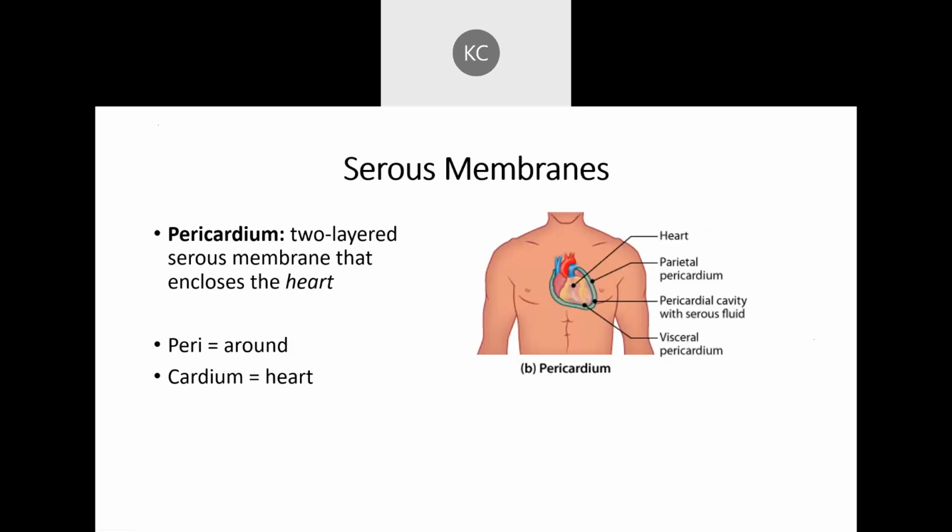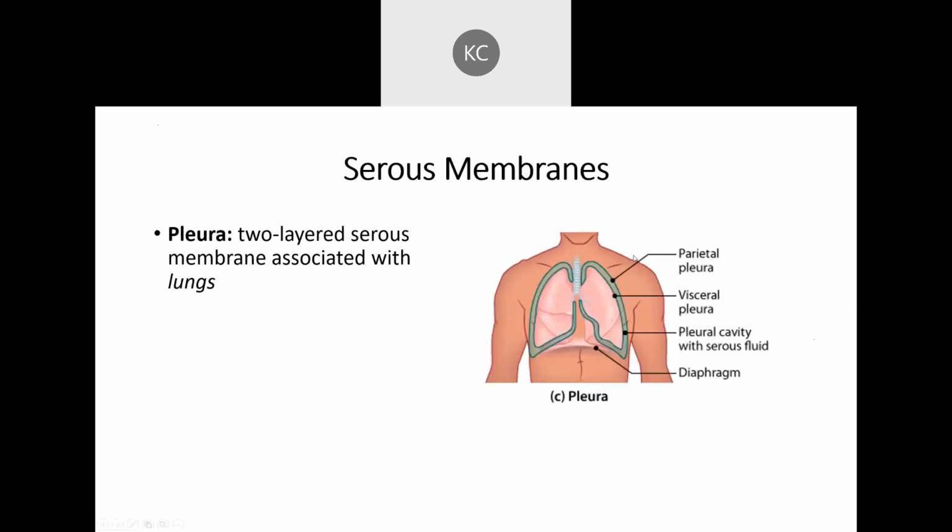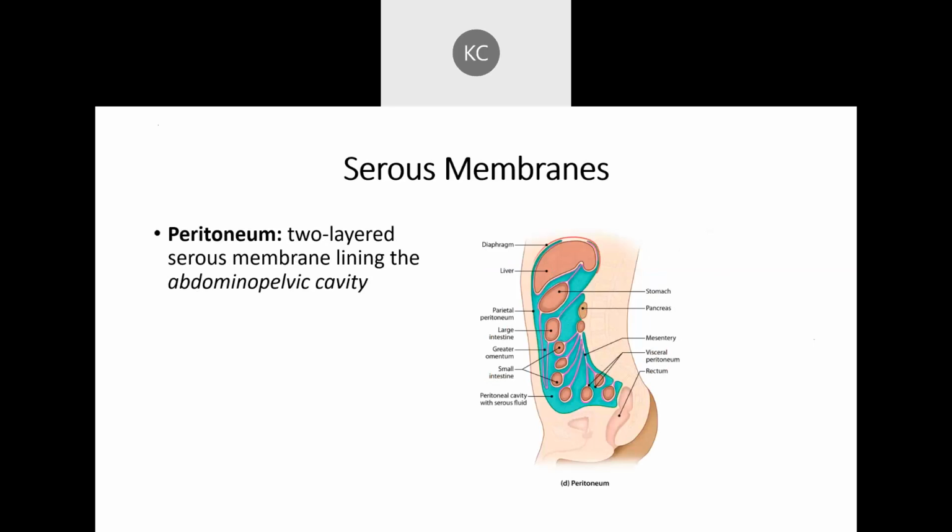You have the same thing for the lungs here. You have an outer parietal layer. You have an inner visceral layer on the organ, and then in between, you have a nice pleural cavity with, again, serous fluid. And then you have the same thing surrounding the abdominal viscera. So you have a visceral layer on the organ itself. You have a parietal layer out here lining the body wall, and then you have this peritoneal cavity with the serous fluid inside.